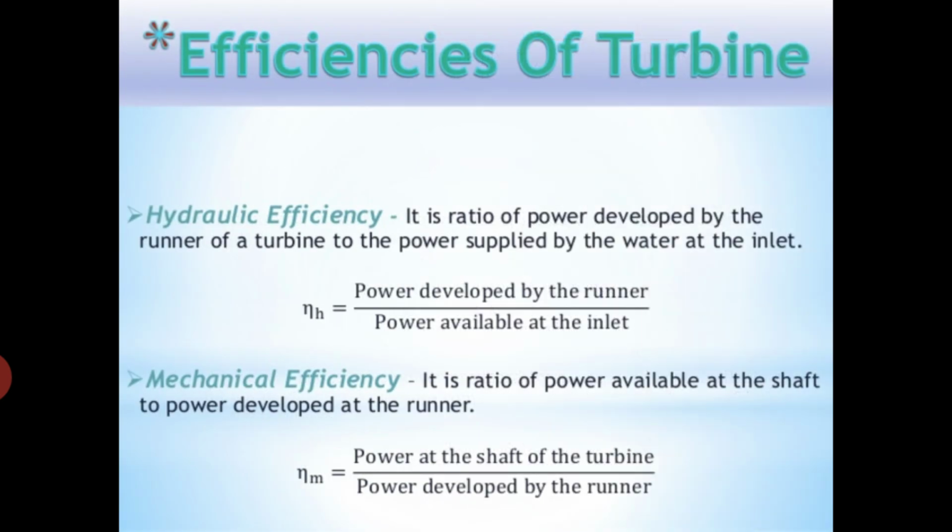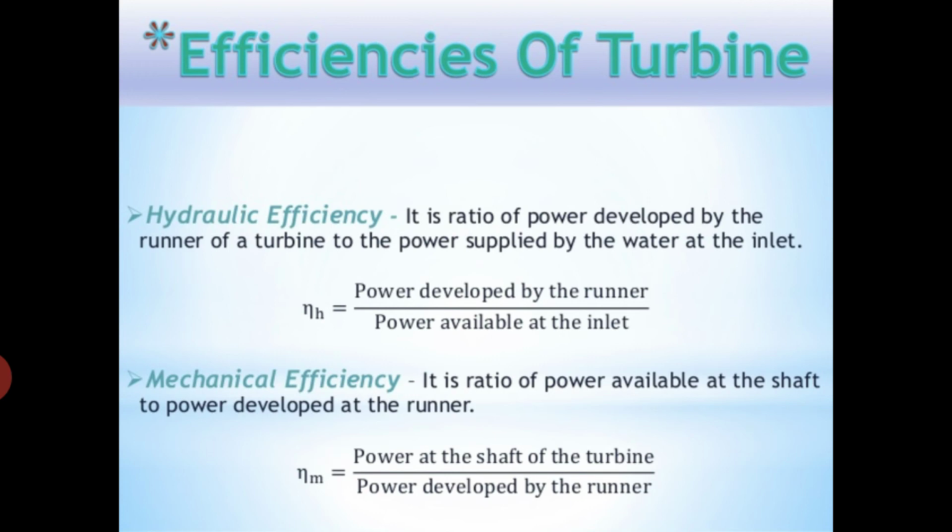The next will be the efficiencies of turbines. There are four types of efficiencies involved in the analysis of a turbine: hydraulic efficiency, mechanical efficiency, volumetric efficiency, and overall efficiency. So what do you mean by hydraulic efficiency? Hydraulic efficiency is the ratio of power developed by the runner of a turbine to the power supplied by the water at the inlet. I'll repeat, it is the ratio of power developed by the runner of a turbine to the power supplied by the water at the inlet.